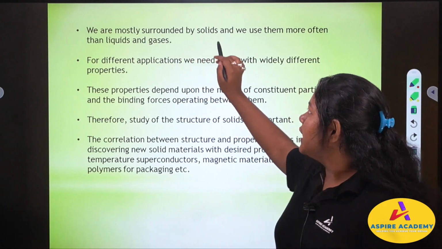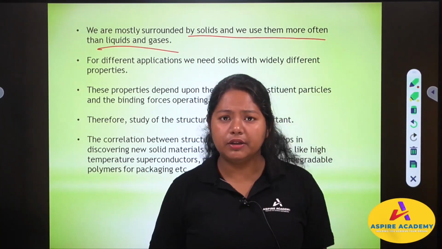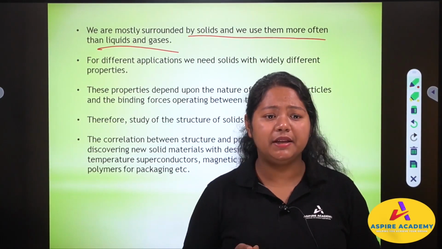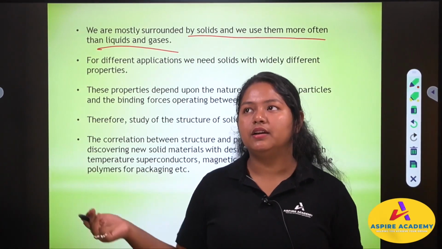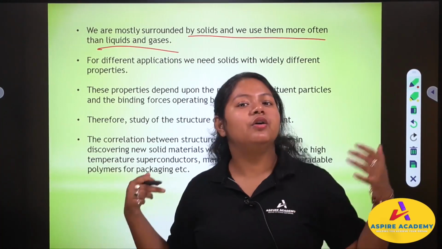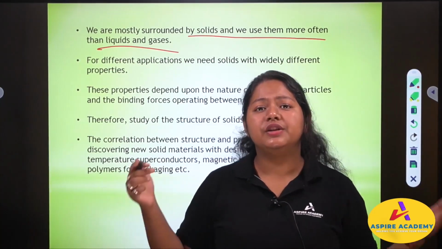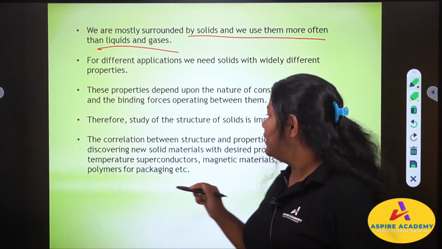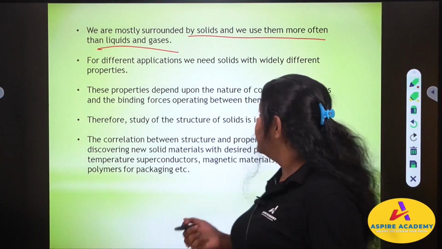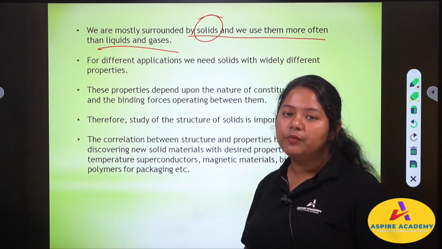We are mostly surrounded by solids and we use them more often than liquids and gases. Obviously, we are more surrounded by solids, right? Like, you are sitting in a solid chair, I am using a solid pen, you are writing with a solid pen, and everything around you is more of solid. The walls, your room, your ceiling fan, your tube light, everything is more of solid. And liquid and gases, obviously we are breathing gases, carbon dioxide, oxygen, we are drinking liquid. So yes, liquid and gaseous are there, but mostly we are surrounded with solids. You agree with me or you disagree? I hope you are agreeing.